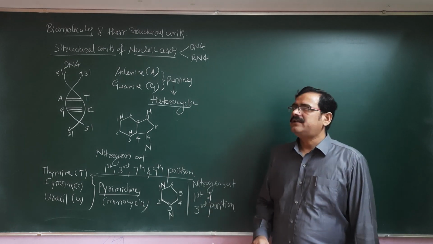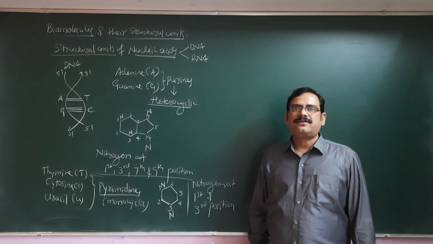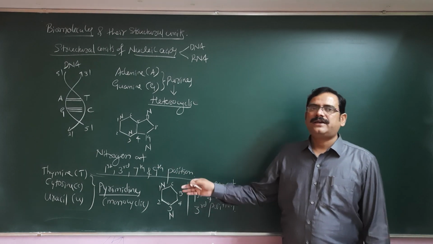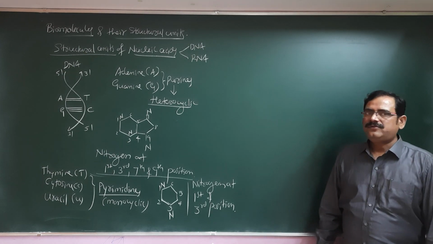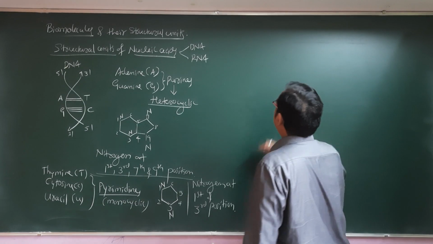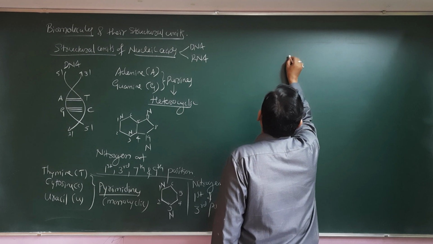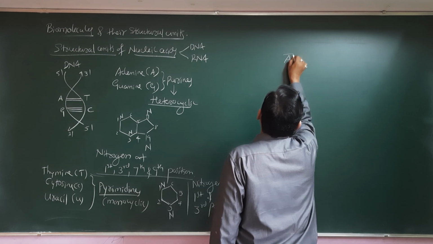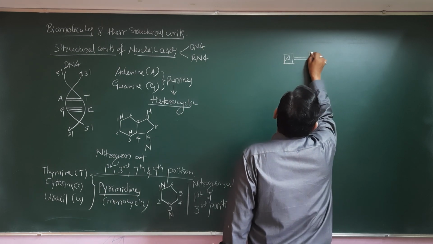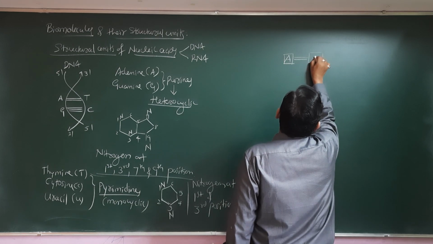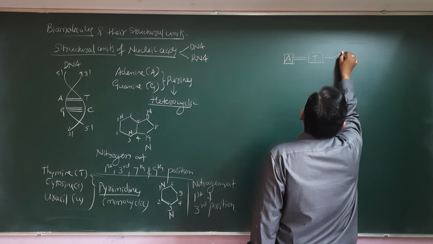Adenine as well as guanine are called purines, and thymine, cytosine, and uracil are called pyrimidines. Pyrimidines are monocyclic compounds, and purines are heterocyclic compounds. Now let us understand their arrangement. When we talk about base pairs, adenine is a nitrogen base that pairs with thymine, and thymine is attached to a sugar.